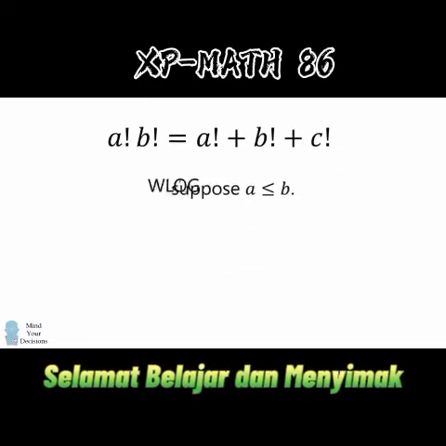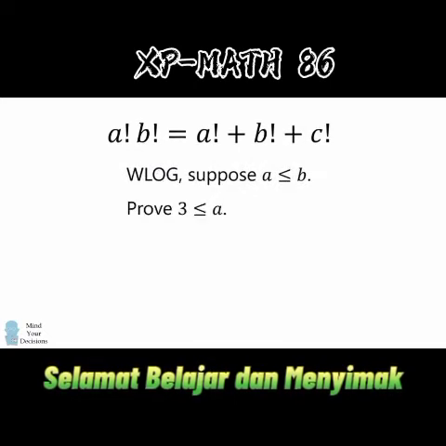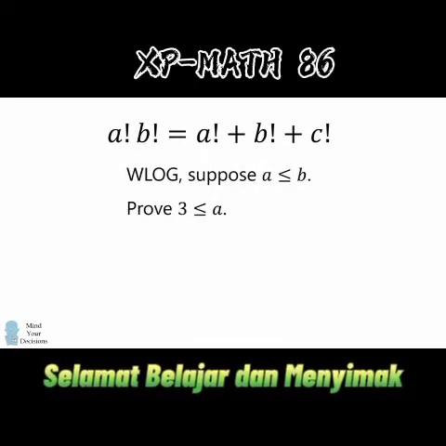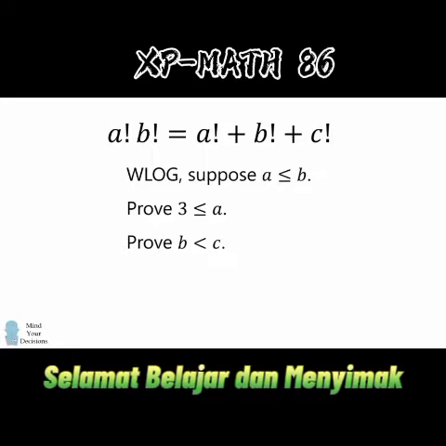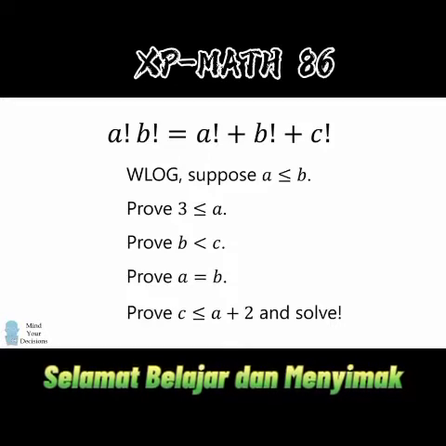The proof will proceed in the following 4 steps. First, we'll prove that 3 is less than or equal to a. Then we'll show that b is less than c. Then we'll prove a is equal to b. And finally, we'll prove c is less than or equal to a plus 2 and solve for the numerical answer.